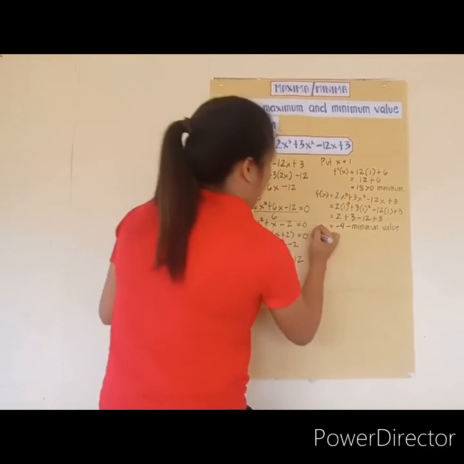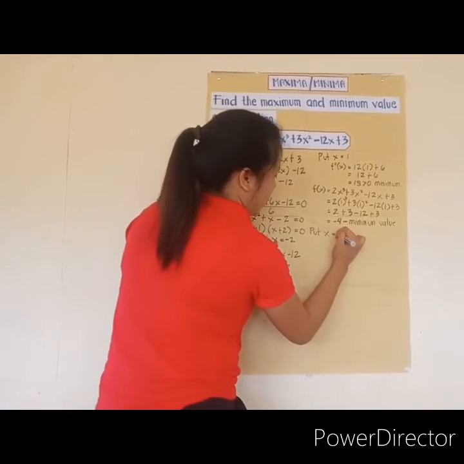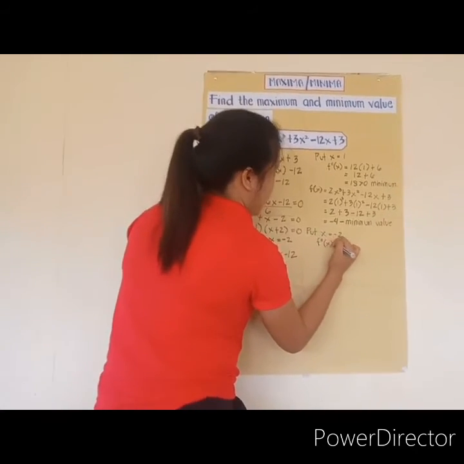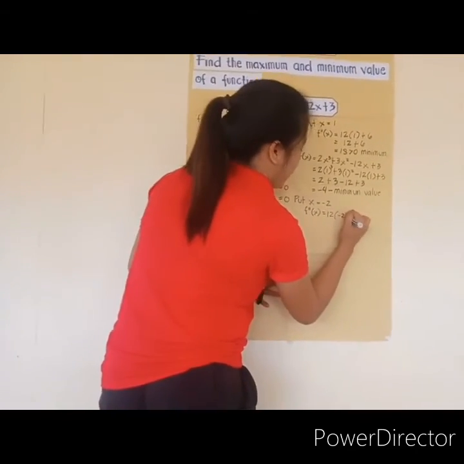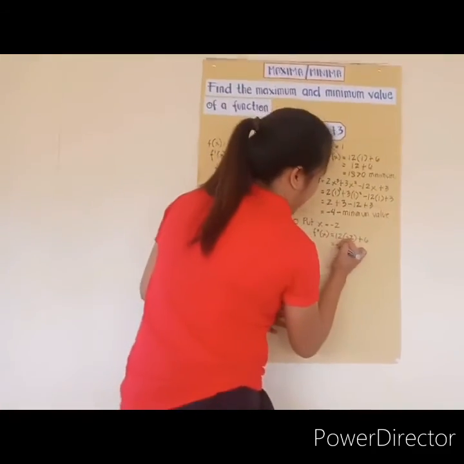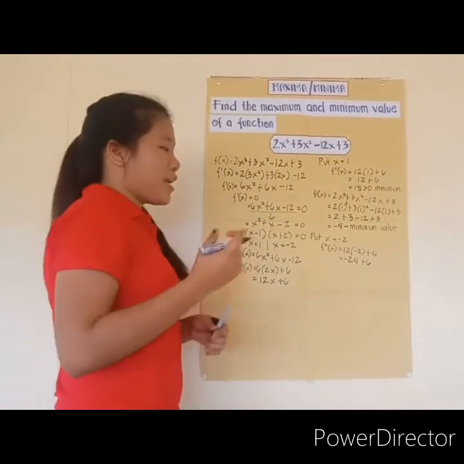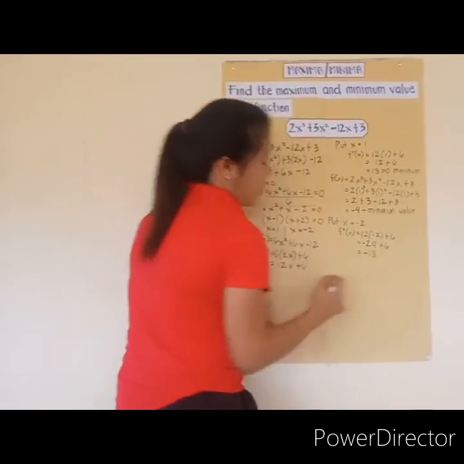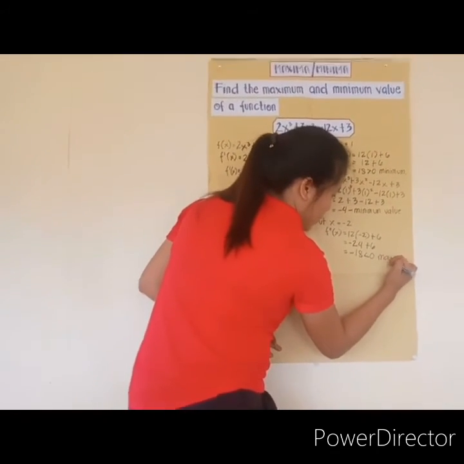And then put x is equal to negative 2 into our second derivative, which is 12 times x, where our x is equal to negative 2, plus 6. So let's simplify. 12 times negative 2 will become negative 24 plus 6. So negative 24 plus 6 is equal to negative 18. So negative 18 is less than 0. So this is our maximum.